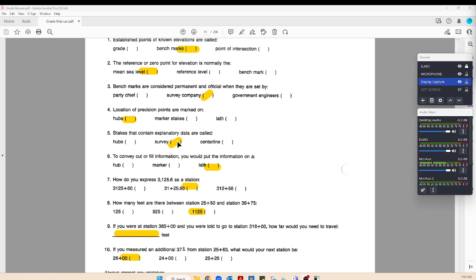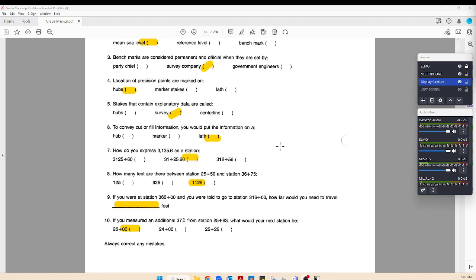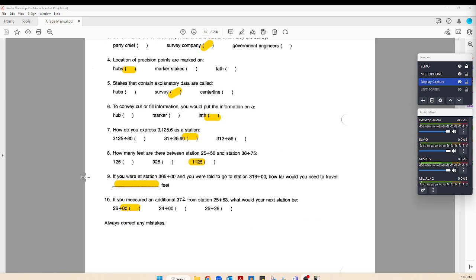When we first started the video, to convey a cut or fill information, you would put the information on a lath. It also said you may use it on a marker stake, but this is where you're going to find it for the most part, on a lath. That's the skinny, 4 foot tall stake we saw back there. And now it's given us a little multiple choice.